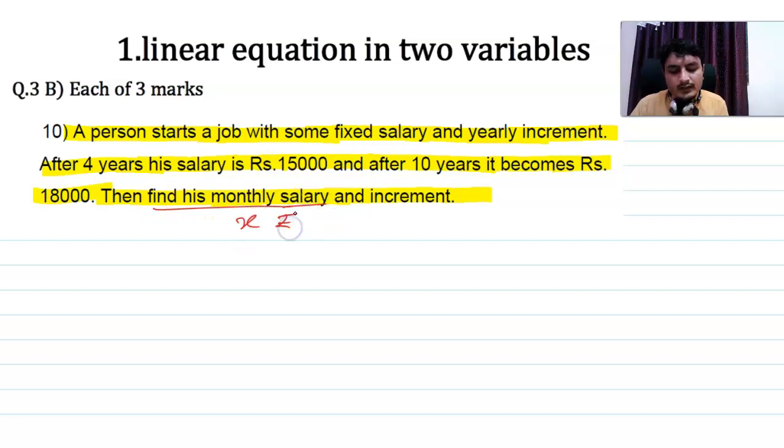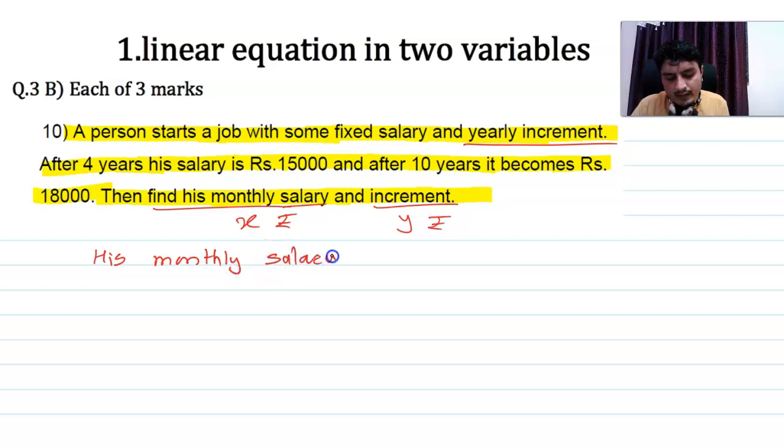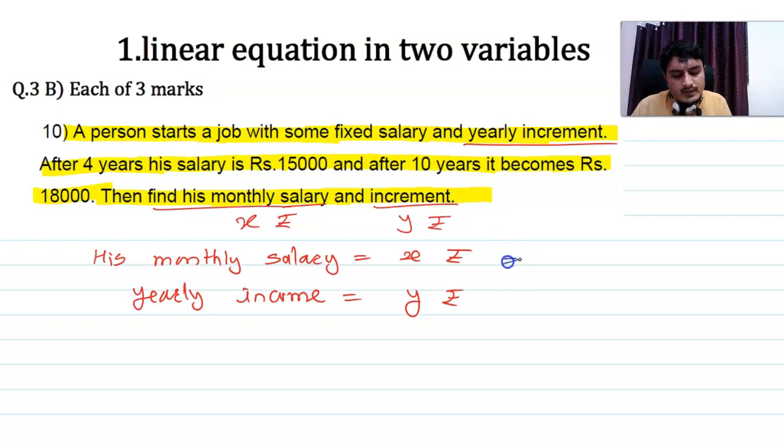So let us assume that his monthly salary is X rupees and the yearly increment, let us assume, is Y rupees. So I am writing: his monthly salary is X rupees while yearly increment is Y rupees. So now look ahead. Once his monthly salary is X rupees, there are 12 months in a year. So yearly salary, I am writing, is 12 into X, that becomes 12X rupees.